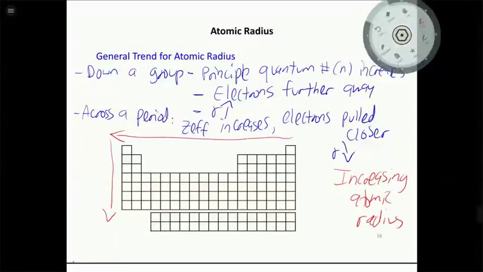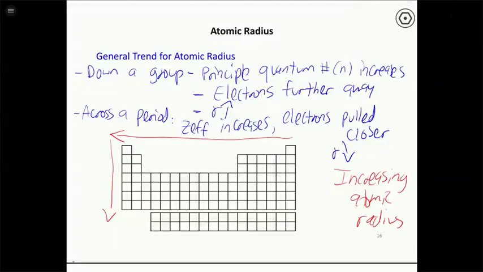Right? So radius increases as you go top to bottom. It increases as you go right to left. And that's for two different reasons, really. One is that as you go top to bottom, you're adding electrons to subshells that are further and further away from the nucleus. As you go from right to left, you have fewer protons in the nucleus. You have a smaller effective nuclear charge, so the electrons are not pulled as tightly to that nucleus. So that's one trend we want to be aware of.